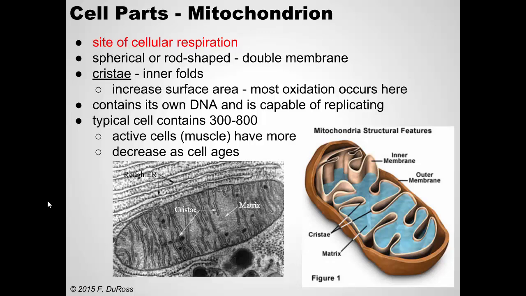And here again is an electron micrograph of a single mitochondria, where you have sort of the inner space is called the matrix, and the folds are called the cristae, and they're all contained within this double membrane.